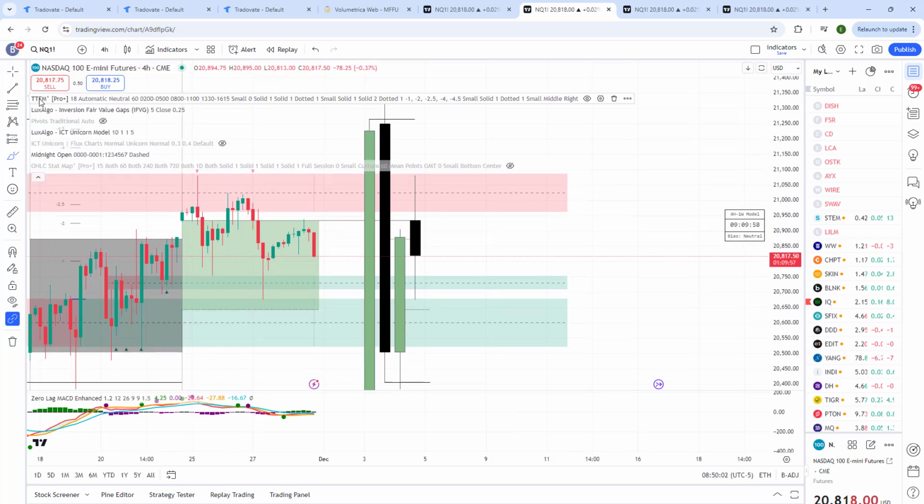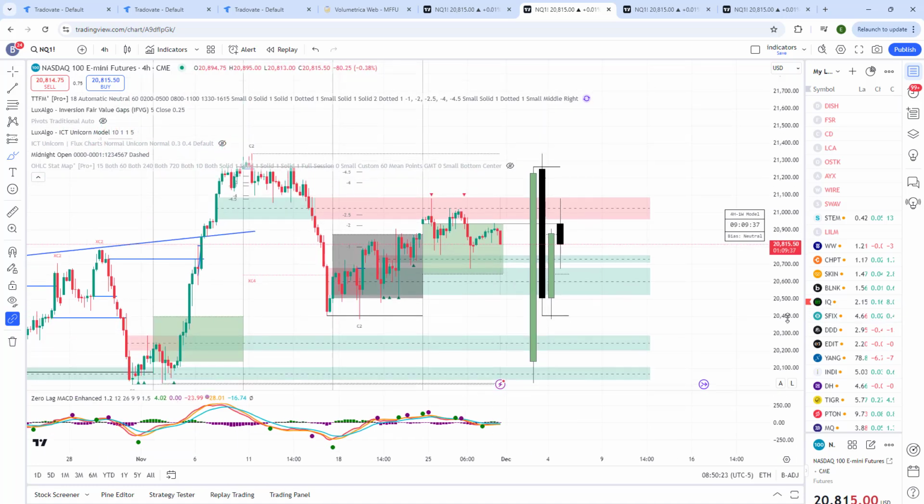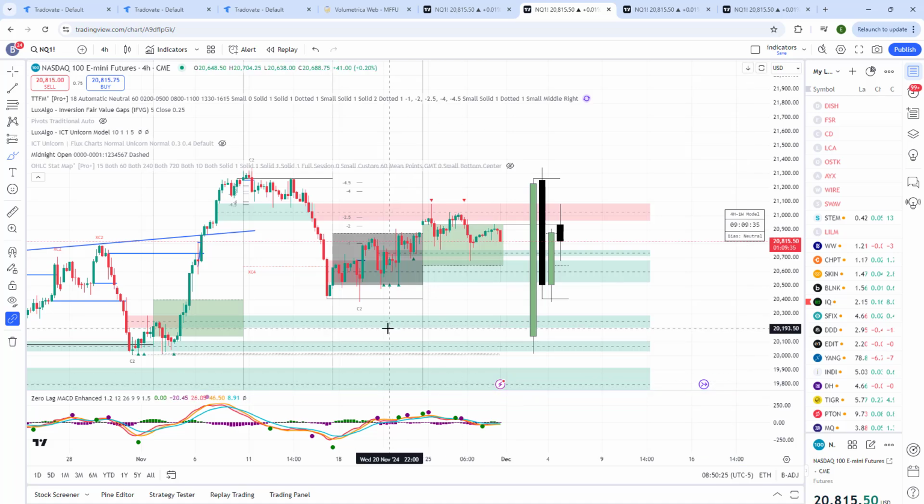I am running right here. I do throw on the ICT unicorn model again. I have the fair value gaps on here. And I use T-Trades. This is the only paid one I use. I use the T-Trades indicator. And then I have this as a white screen, so it kind of differs. This is probably the easiest setup that I run.